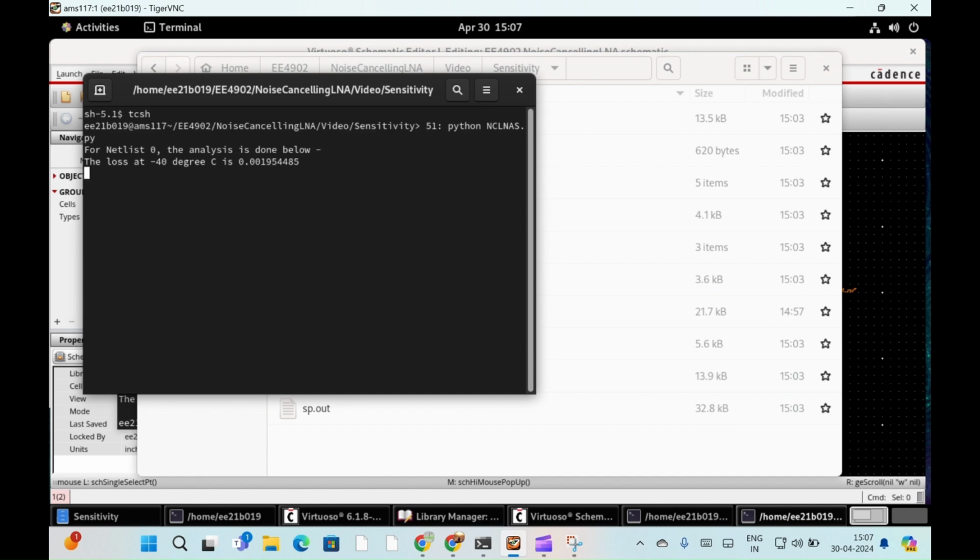As you can see, the loss at minus 40 degree has been printed. This loss takes into account some 1% mismatch between the actual values and the predicted values also while computing the loss. We will wait for the loss at 0 degree centigrade. As you can see, the loss at 0 degree centigrade has also been printed.